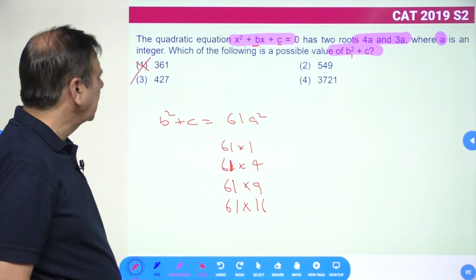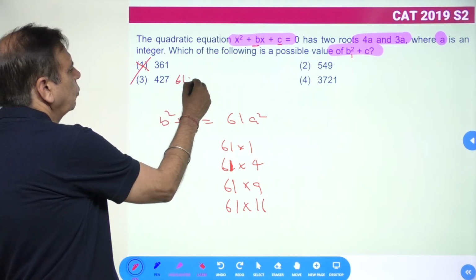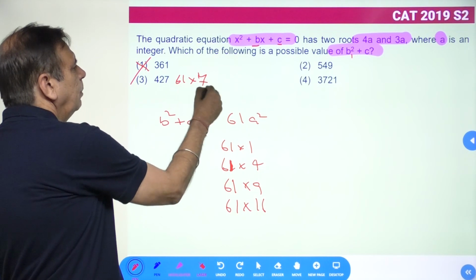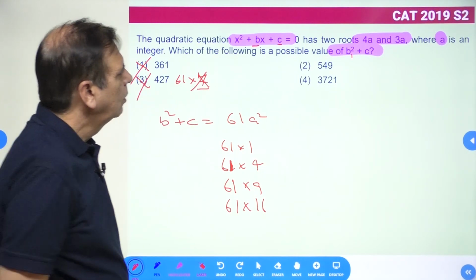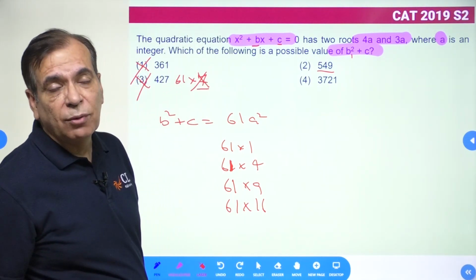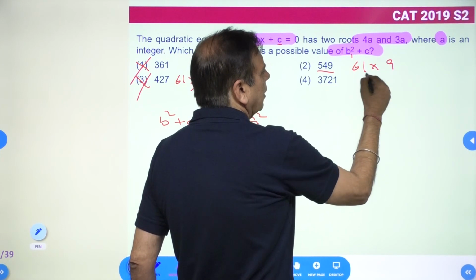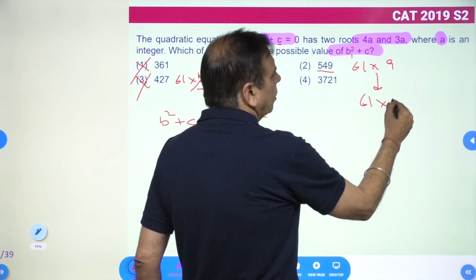I don't have to waste my time. What is 61 into 7, 420? This is 61 into 7. This 7 is not a perfect square, so wrong. Okay. What is this? 61 into 9. 60 into 9 is 540. This is 61 into 9, or this is nothing but 61 into 3 square.